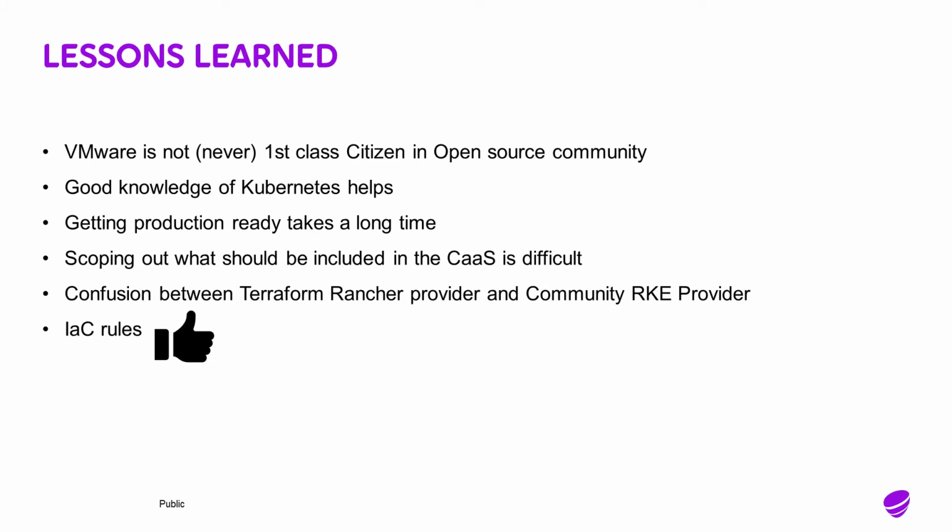Scoping out what should be included in the container as a service is also difficult. We notice that we are constantly struggling with deciding what features we should include and what we should exclude. Should we offer an ELK stack? Should we offer the developers a pre-made pipeline, or should they bring their own?